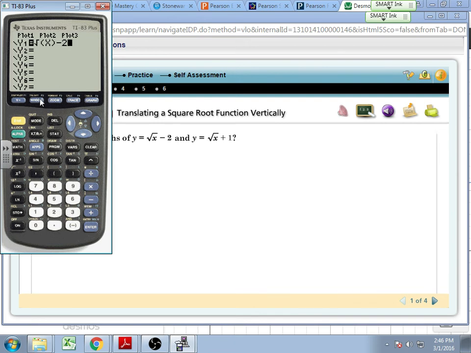So I'm going to graph radical x minus 2. My window can just be the standard window. So I see that shifts my graph down. If I want, I can go ahead and graph the parent function just so I can see the comparison. So there's my parent function again.